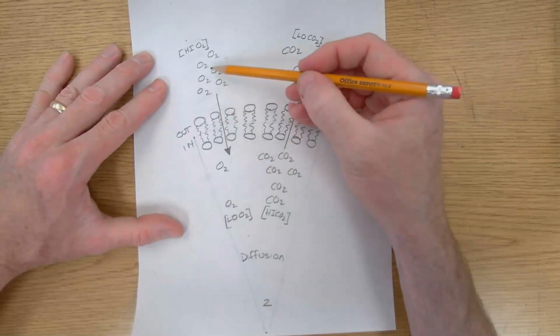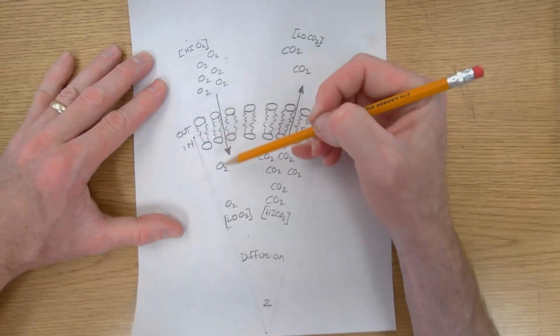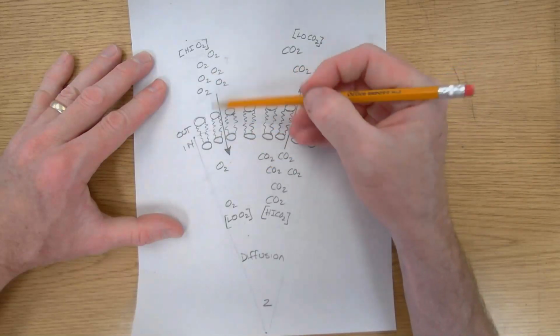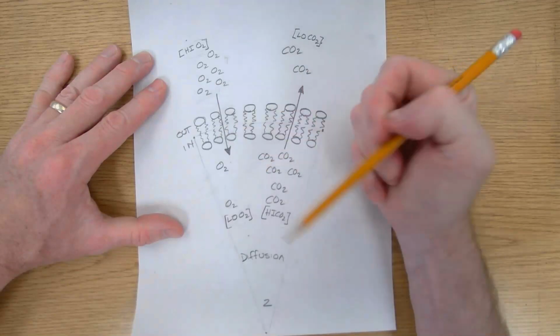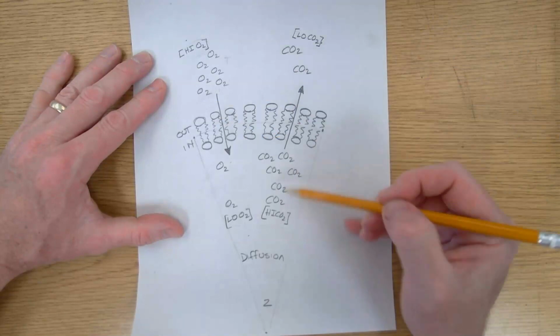Now, maybe we might have 3 out here and 5 in here. They'll just keep going back and forth until we even out. That's why it's called dynamic equilibrium. Dynamic means it moves.